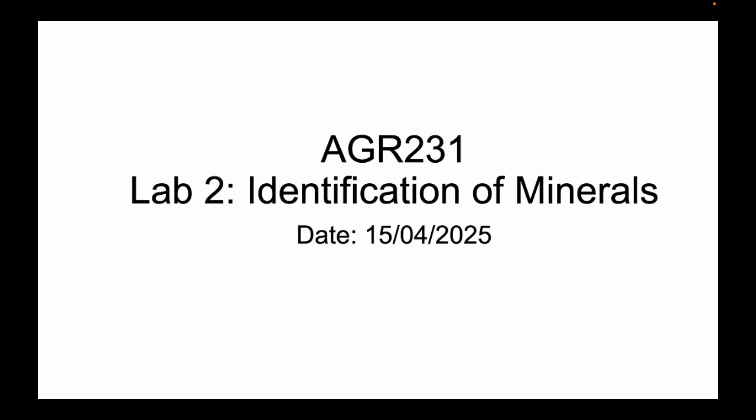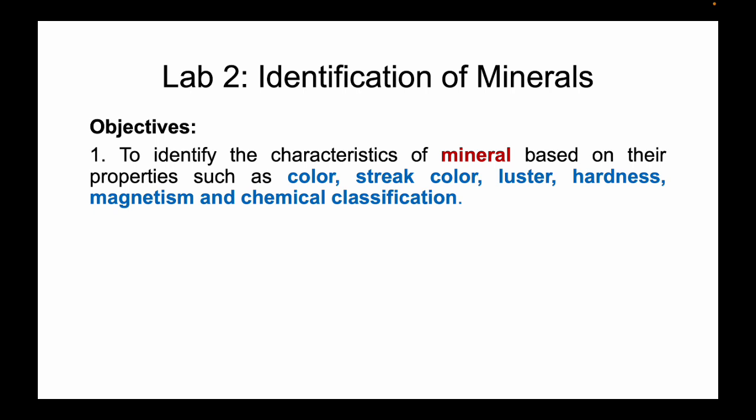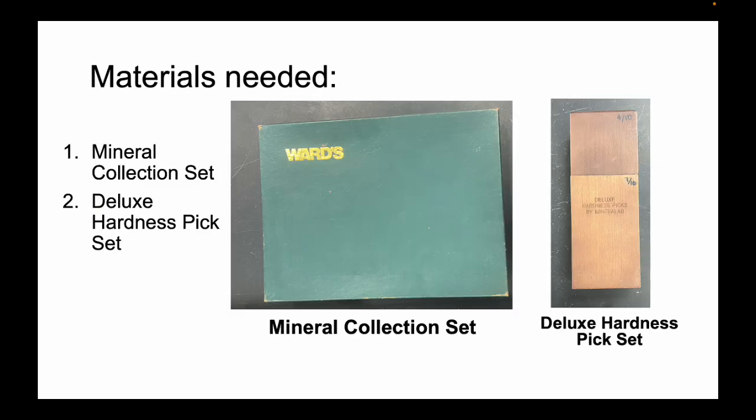On this week's lab session, we will be doing the topic of identification of minerals. So the objective of this lab session is to give students exposure to different types of minerals, in which you are required to identify the characteristics of minerals based on their properties such as color, streak color, luster, hardness, magnetism, and their chemical classifications.